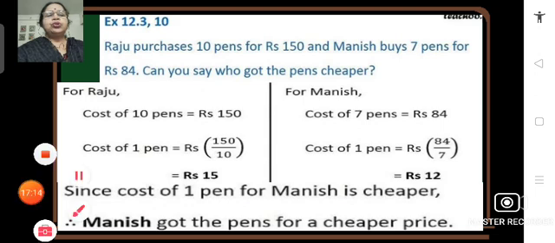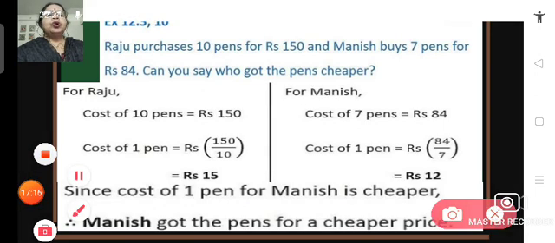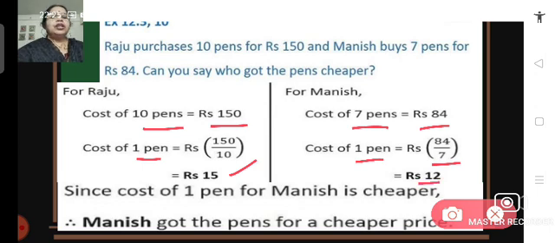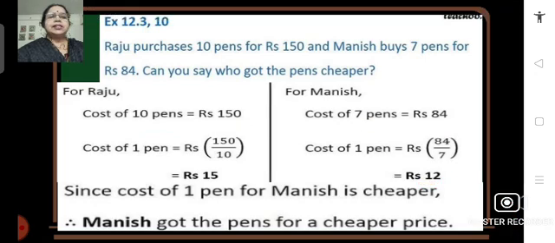So let's first do that for Raju. For Raju, cost of 10 pens is rupees 150. So cost of one pen will be 150 divided by 10, that means rupees 15. And in case of Manish, cost of 7 pens is rupees 84. So cost of one pen will be 84 upon 7. So it becomes 12, isn't it? 7 12s are 84. So we can easily find out that cost of one pen for Manish is cheaper. So Manish got the pens at a cheaper price.